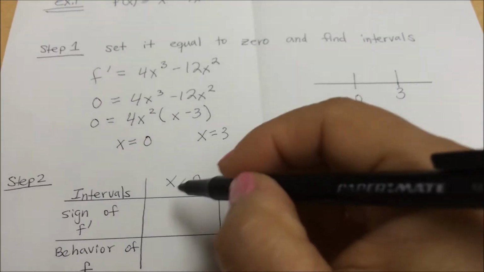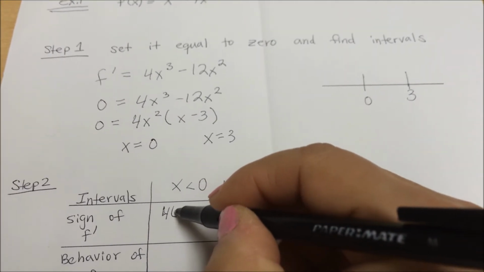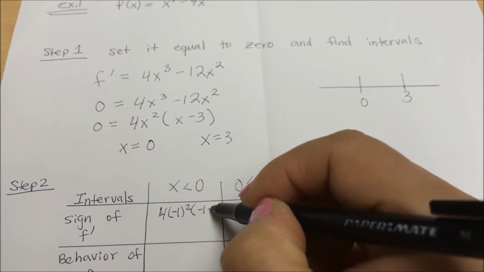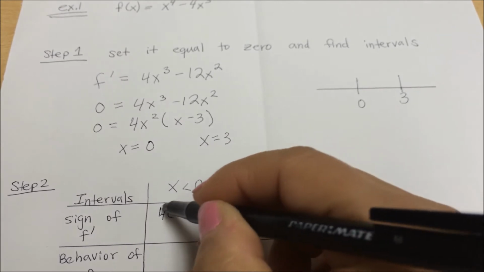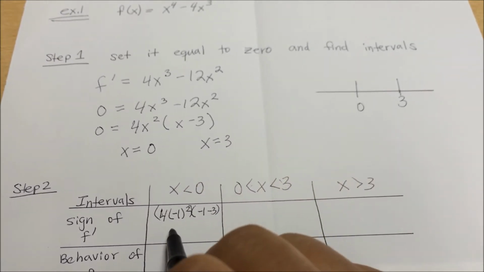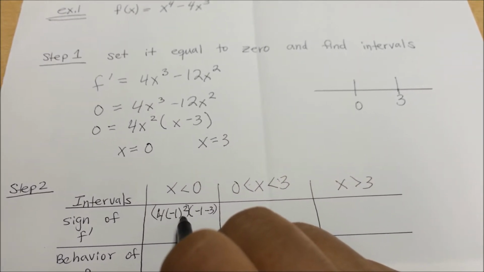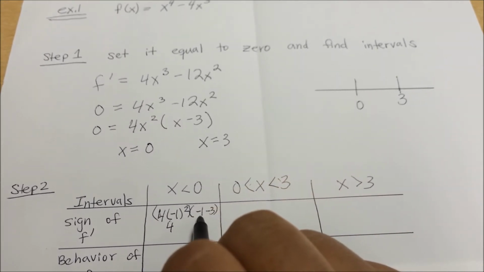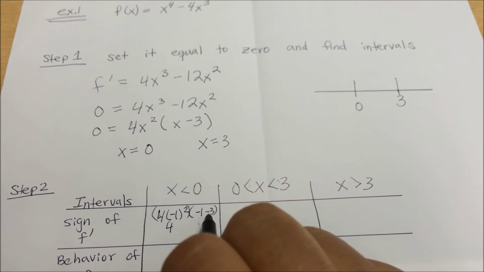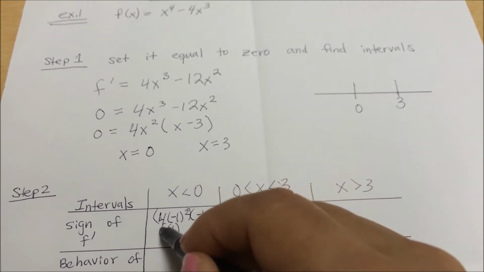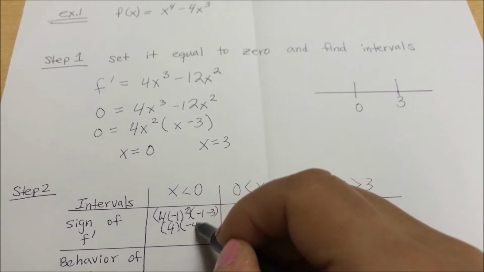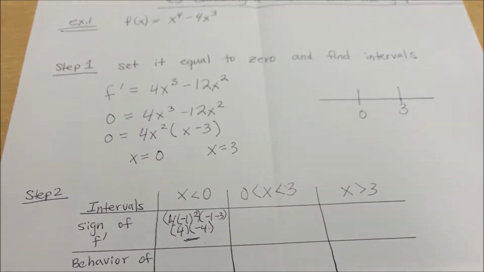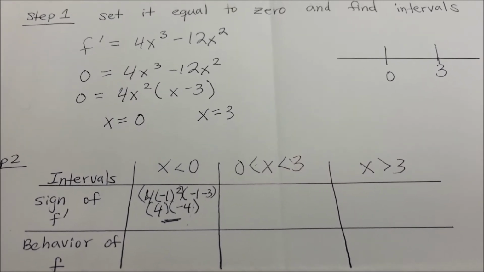If I put in 4 times -1 squared, and also -1 minus 3, we're trying to figure out what this is. -1 squared is positive 1, and positive 1 times 4 is 4. Then -1 minus 3 is -4. Together that's a negative number. All I need to know is whether it's negative or positive, so that's negative.